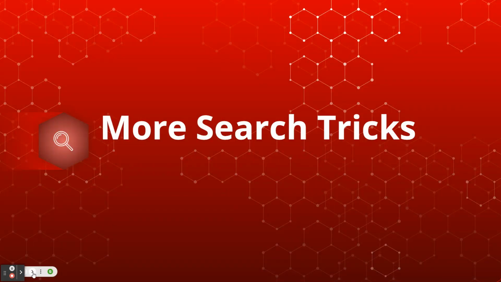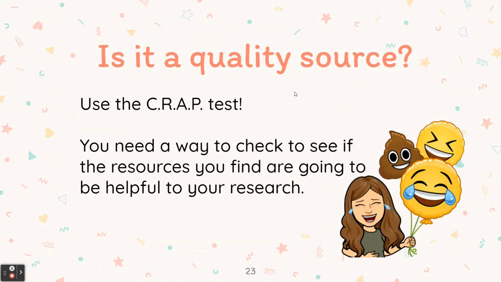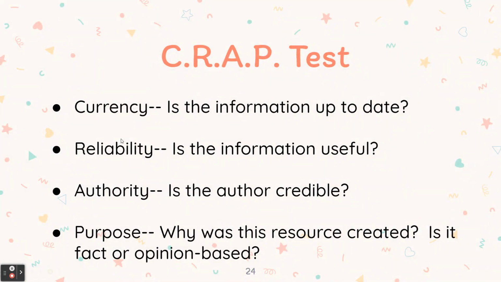Here are a few search tricks you can also use. Quotation marks around a phrase, which we just kind of talked about, that will give you all of the words. Filters under tools in Google. So if you find the tools in Google, you can add some filters. Also, remember, you need to make sure the sources you're using are quality sources. Use that CRAP test we talked about last quarter. You need a way to check to see if the resources you find are going to be helpful to your research. So we did a lot of this last time.